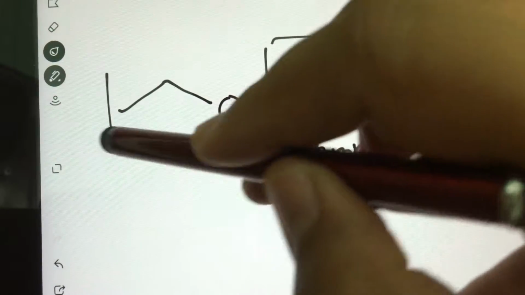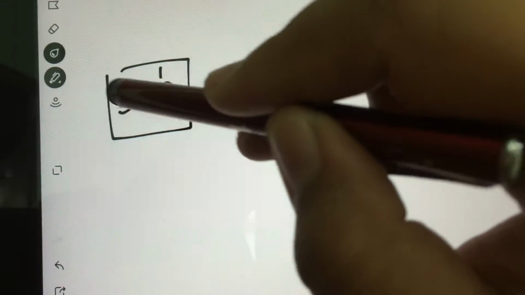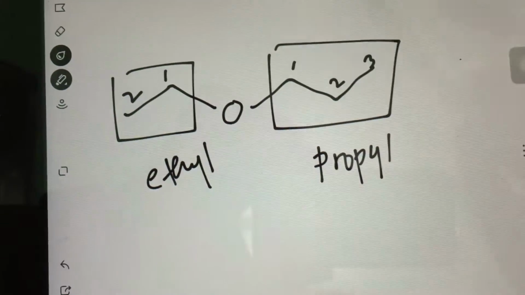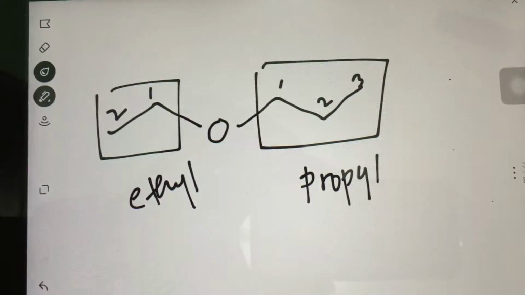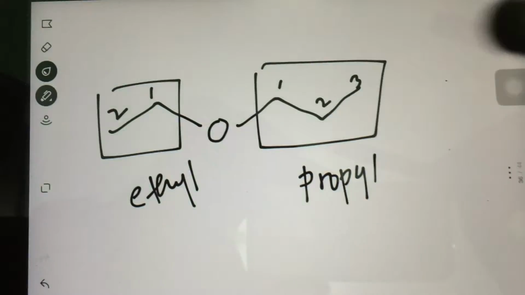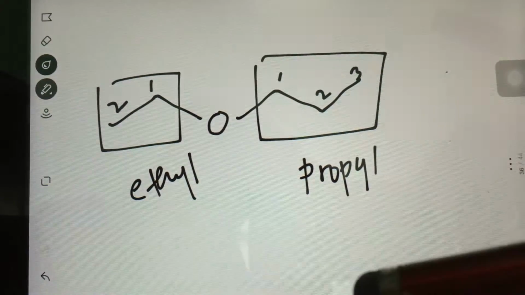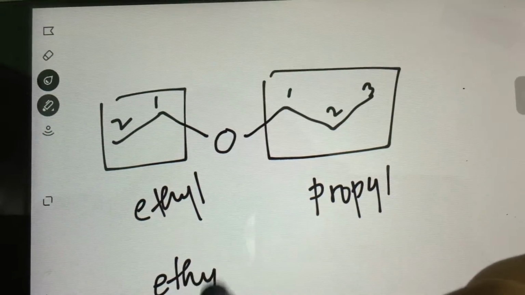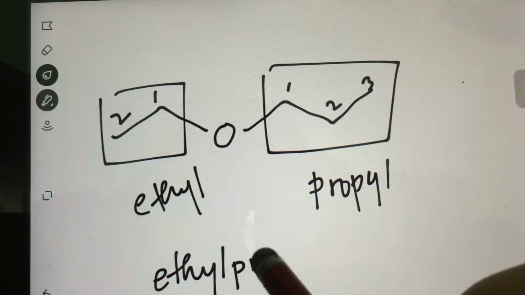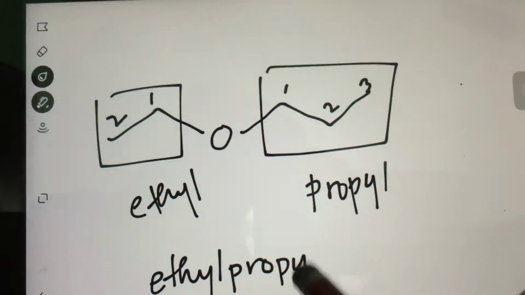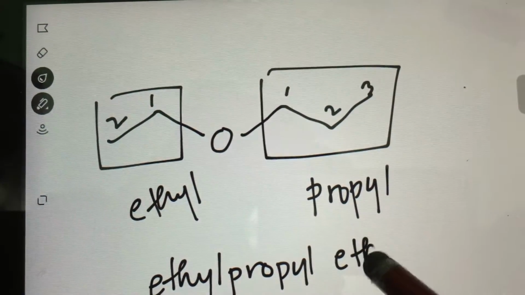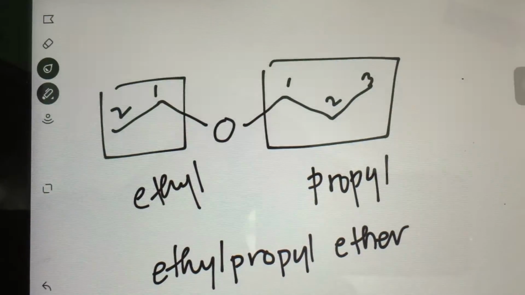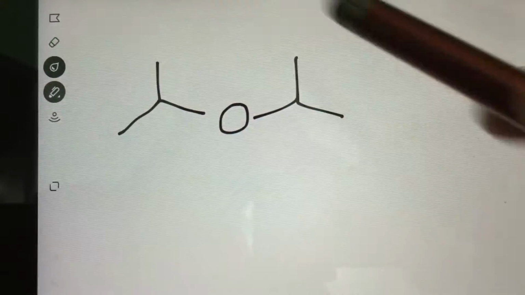Okay, on the other hand, ito naman, we have carbon 1 and then 2. So this is just an ethyl group. So you will name each of the substituents and you will write it in alphabetical order. So ethyl, propyl, ether. So the common name for this ether will be ethyl propyl ether.